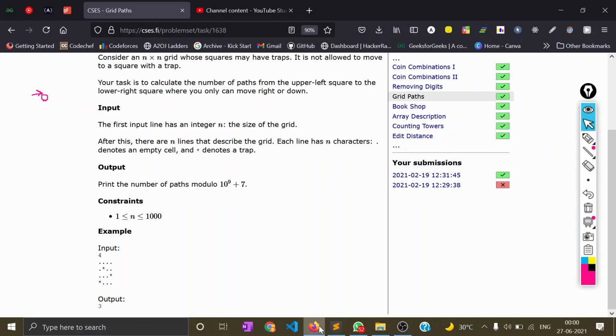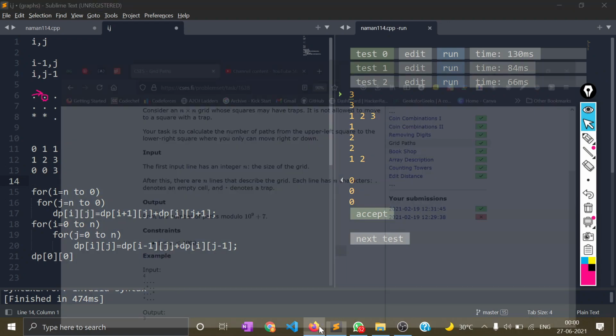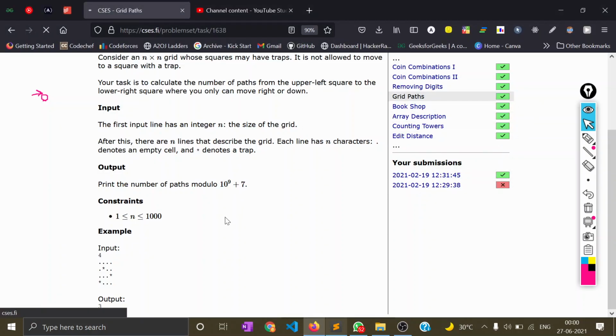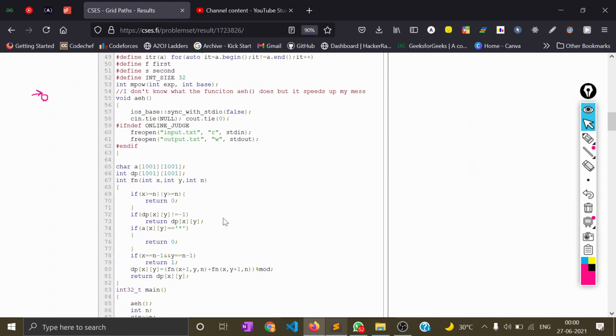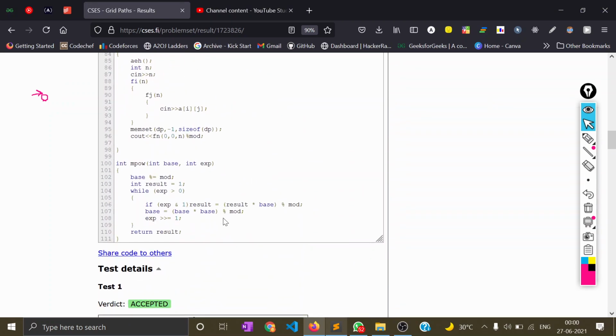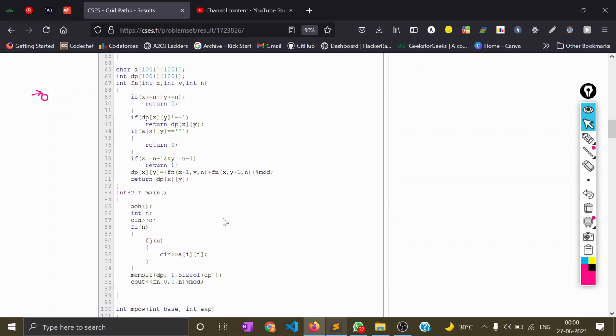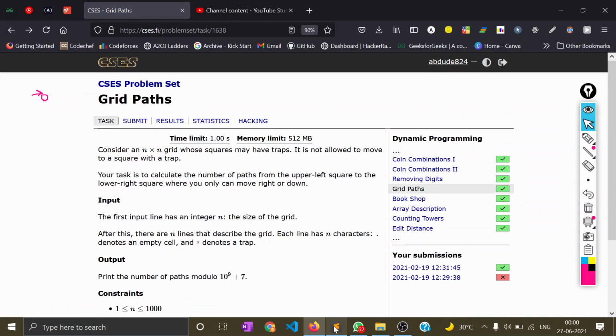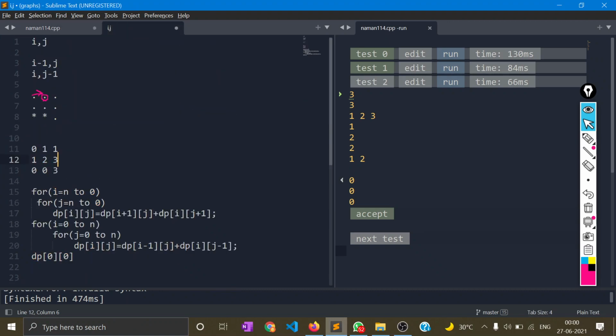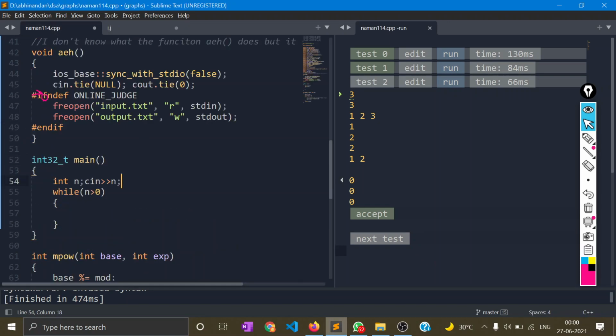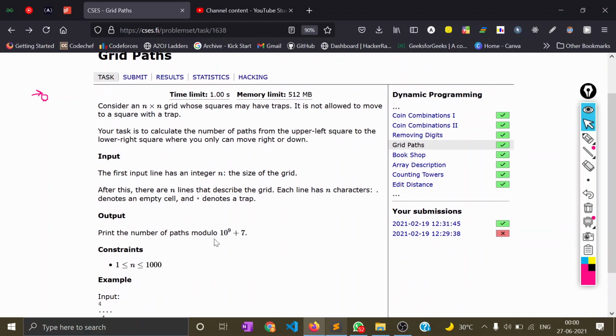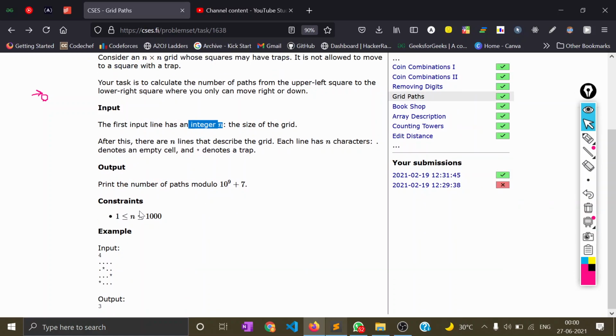And now let's jump to code. I hope the approach is clear to you. Let's just move. So yeah, I have used a recursive function. So let's not look at my code, I would just code it again with the same thing. Right? I have to input, and I have to output the number of paths.